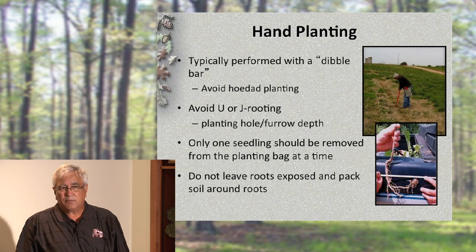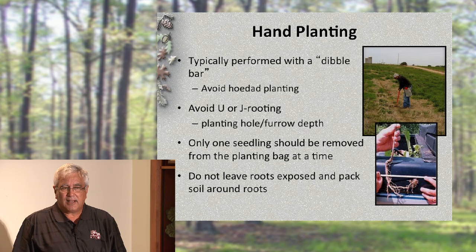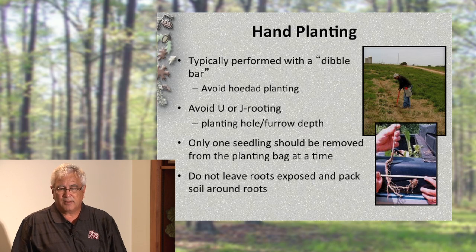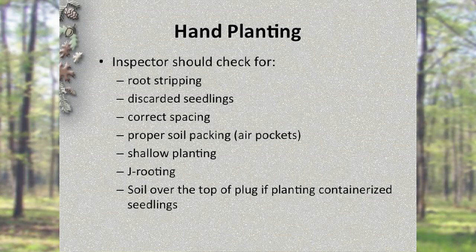Only one seedling should be removed from the planting bag at a time, to allow only one seedling to be planted rather than having a double tree planted at that particular spot. An inspector should come back later, or look while the planting is going on, to see whether there is a person root pruning the seedlings, which we don't want to see on the job site. Make sure that the planters are planting at the correct spacing that we have dictated. Make sure that they're packing the seedlings when they're planting so that there are no air pockets that will eventually lead to mortality problems in your planting.